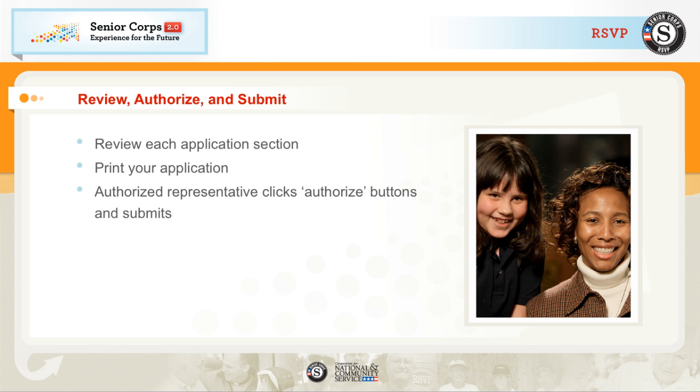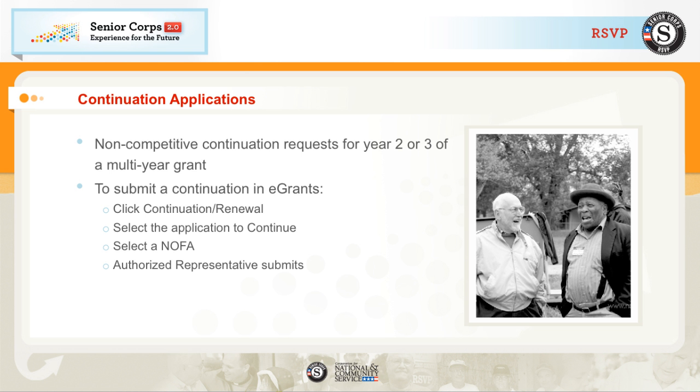After you have been awarded your new RSVP grant, a continuation must be submitted in eGrants each year. Your CNCS state office will provide you with a specific time frame for continuation application submission. Continuations are non-competitive requests to enter into Year 2 or Year 3 of your multi-year grant. To submit your continuation request in eGrants, use the following steps.